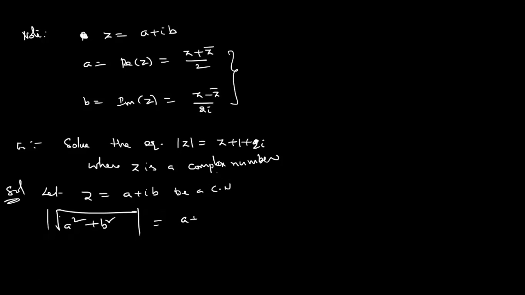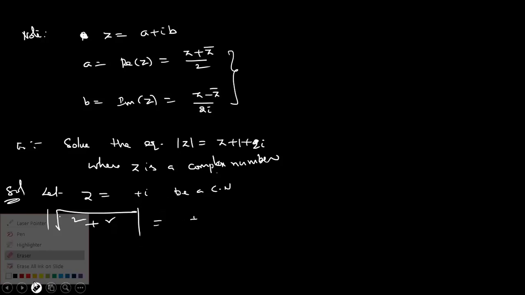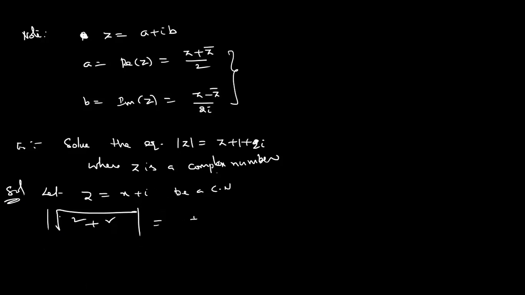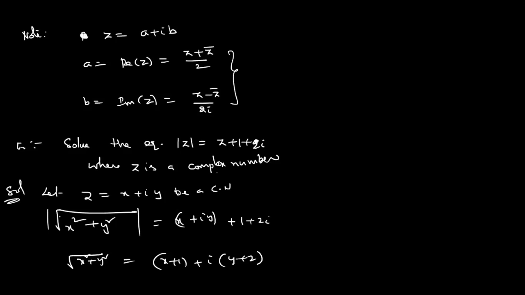Let z be x plus iy. Dear students, sometimes they can ask carefully, what is the locus of this one? So root of x square plus y square is equal to x plus 1 plus i into y plus 2. Okay, squaring on both sides directly.